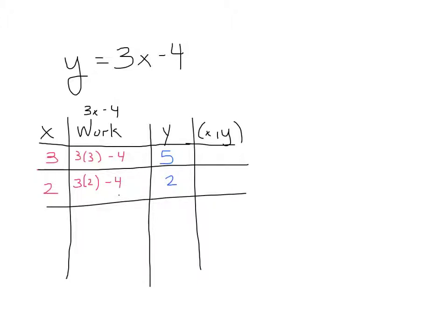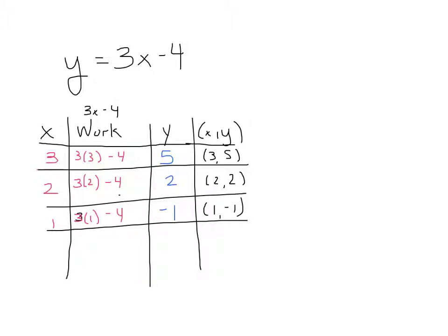So let's do a value of x equals 1. I have 3 times 1 minus 4. 3 times 1 is 3. 3 minus 4 is going to be negative 1. So what I begin having here are these coordinate pairs: 3, 5; 2, 2; and 1, negative 1. And I'm getting these values straight from the x values here and the y values here. These are my inputs, these are my outputs.